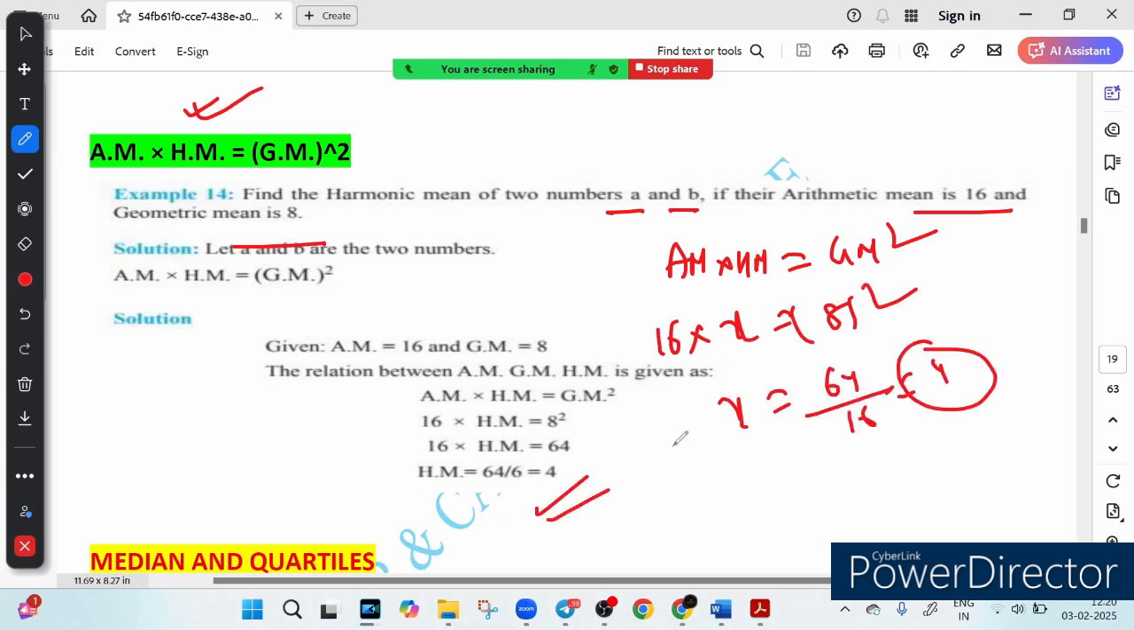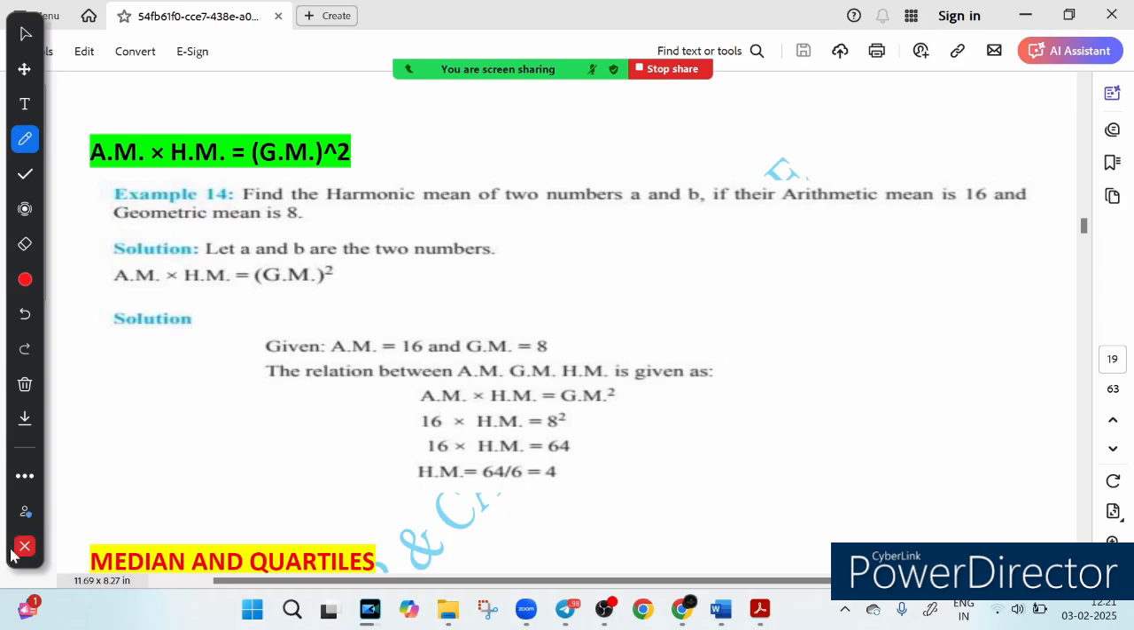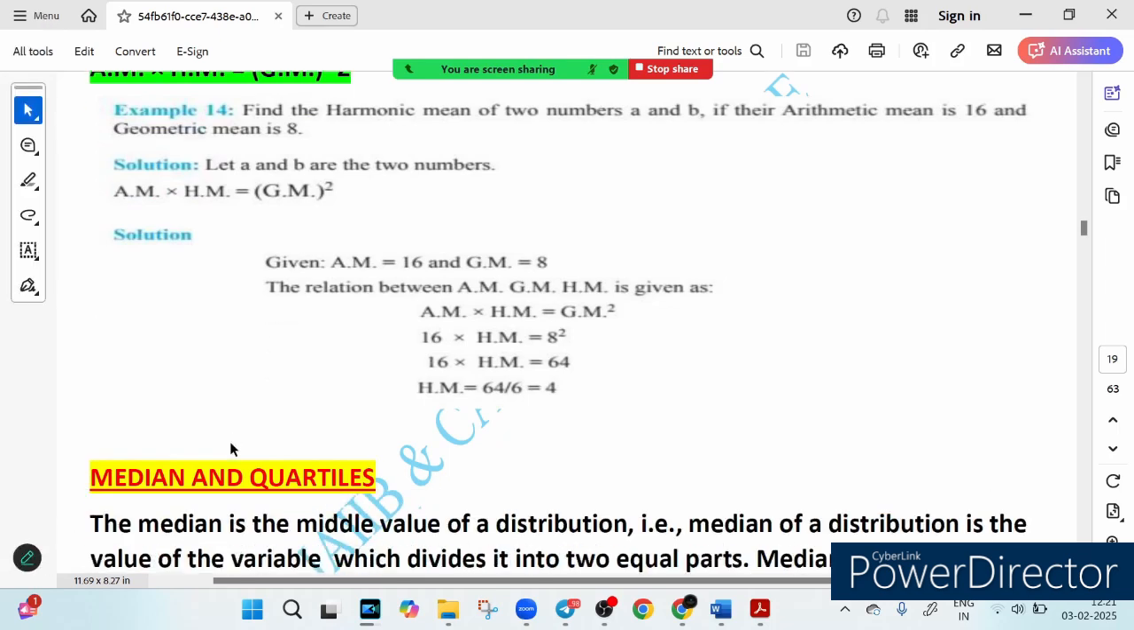So you remember, for two data, or three data, or any number of data, if AM is given, HM is given, and you need to find GM, or out of any three, two are given and you need to find the third, you can apply this formula. This formula works well, right? AM into HM is equal to GM square.